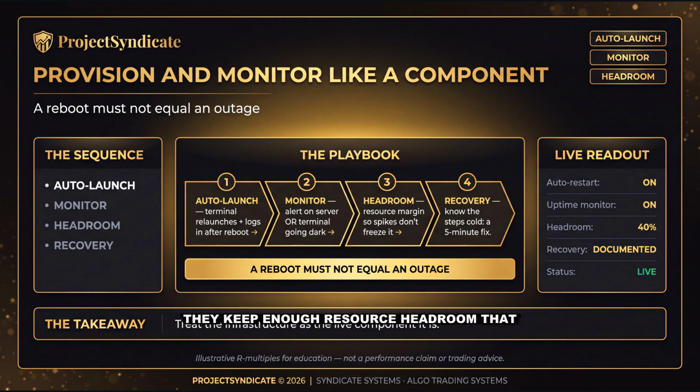They keep enough resource headroom that a volatility spike doesn't freeze the platform. And they know their recovery steps cold, so a failure is a 5-minute fix, not a panicked afternoon. The infrastructure is treated as a live component because it is one.